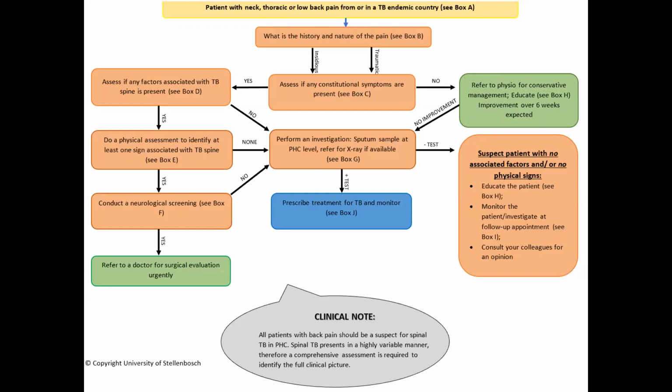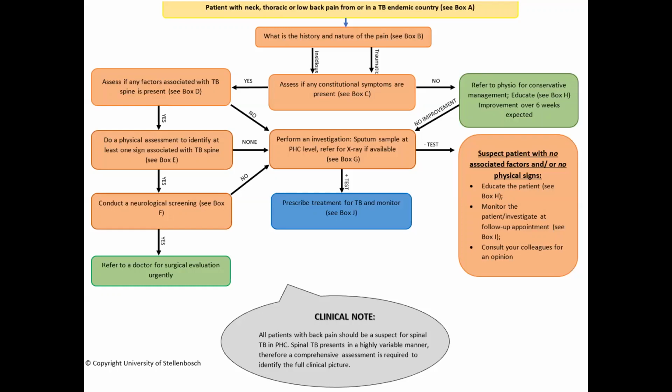Okay, thank you. So as you see on the clinical guidance tool, as I was talking about, the pathway begins with the patient presenting to the clinician, whether with complaints of neck pain, thoracic pain, or low back pain. The first thing that the clinician needs to do is to check the history and the nature of the pain as reported. It could be a history of insidious gradual onset, or a history of trauma. Regardless of the two, such a case should be considered a suspect of spinal TB.